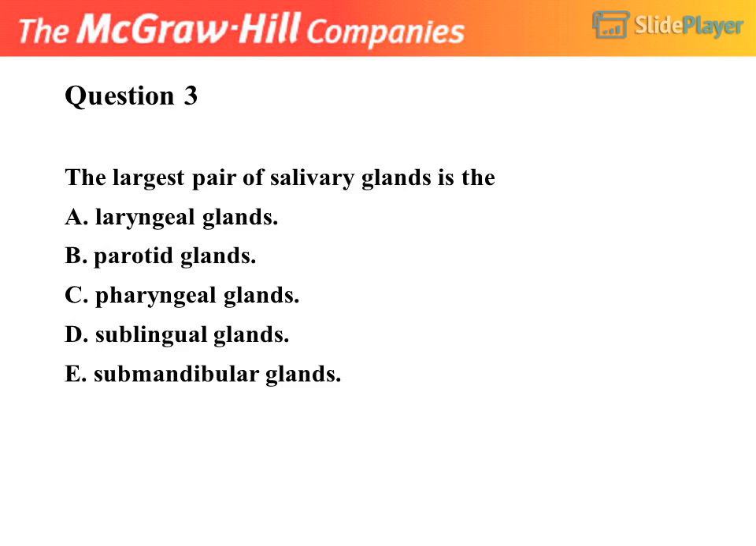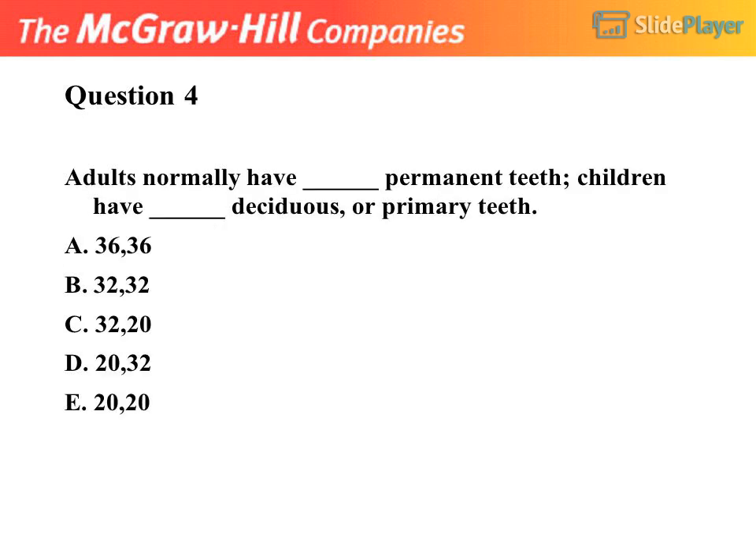Question 4. Adults normally have permanent teeth. Children have deciduous, or primary teeth. A. 36, 36. B. 32, 32. C. 32, 20. D. 20, 32. E. 20, 20.